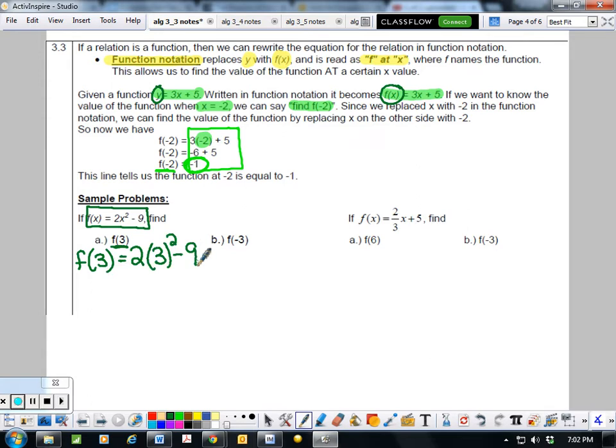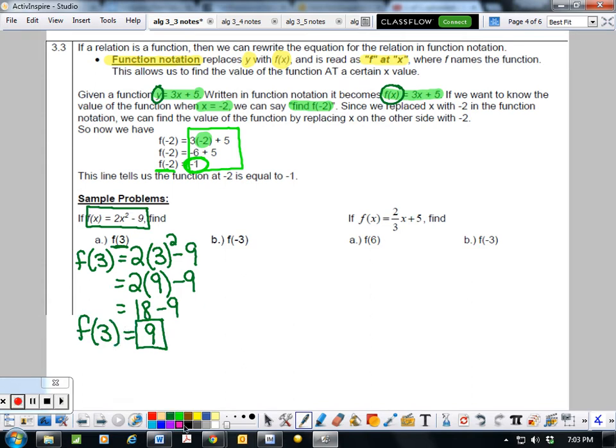So the first thing I do in order of operations is my exponents. So this is going to be 2 times, well, 3 times 3 is 9. So 3 squared is 9. Then I multiply, so 2 times 9 is 18. And then 18 minus 9 is 9. And that's it. That's our value of our function at 3.